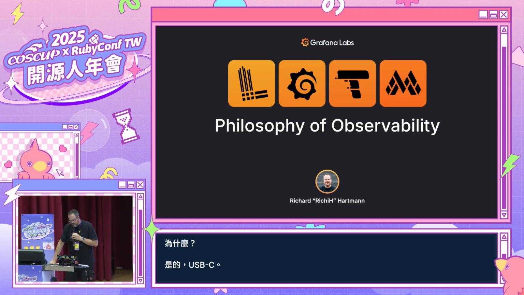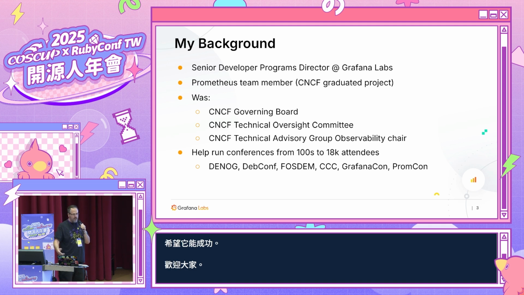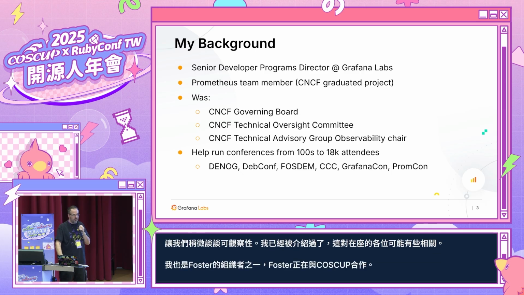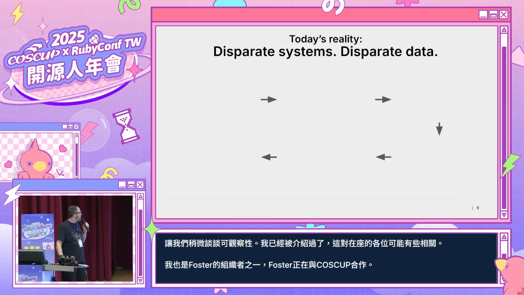Welcome, everyone. Yeah, let's talk about observability a little bit. So quickly on me, I already got an introduction. Maybe relevant for this crowd, I'm also an organizer of FOSDEM, which is collaborating with COSCUP, just trying to bring more open source to communities around the world.